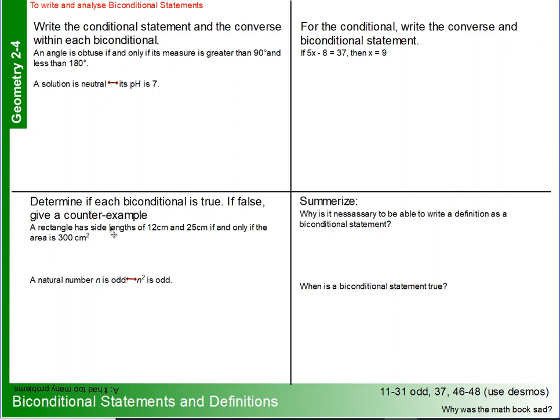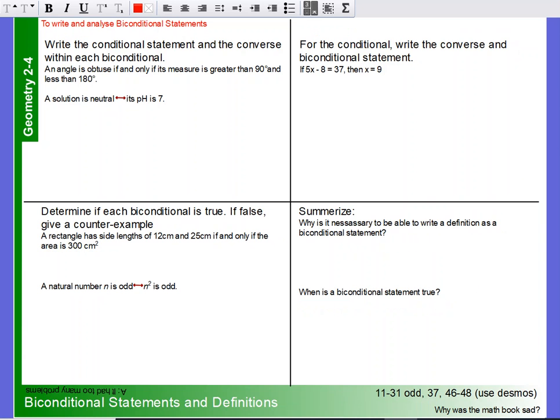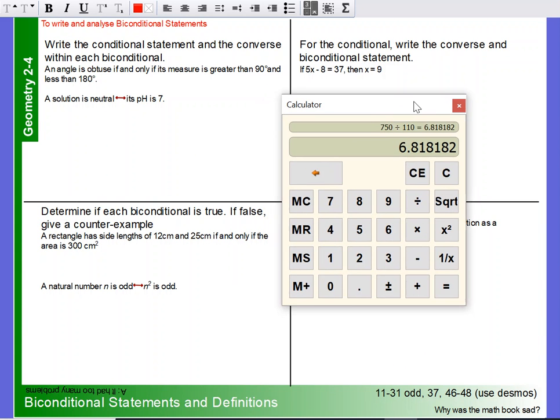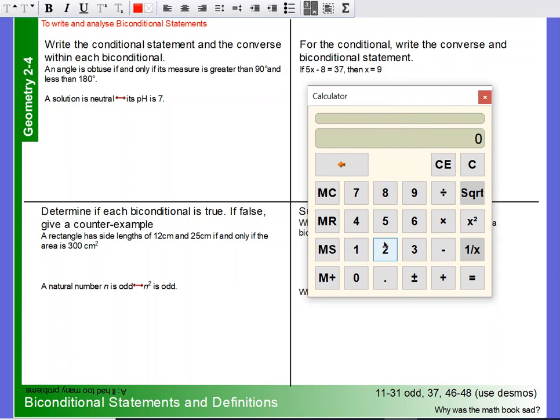Determine if each biconditional is true. If it is false, give a counterexample. All right, so we have: a rectangle has side lengths of 12 centimeters and 25 centimeters if and only if the area is 300. Well, if we multiply 12 times 25, lo and behold, we will, so pulling up a calculator. All right, so let's do 12 times 25, and lo and behold, we get 300.